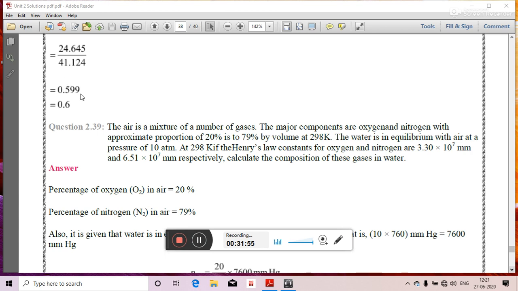So that is equal to 0.599, which is approximately equal to 0.6.